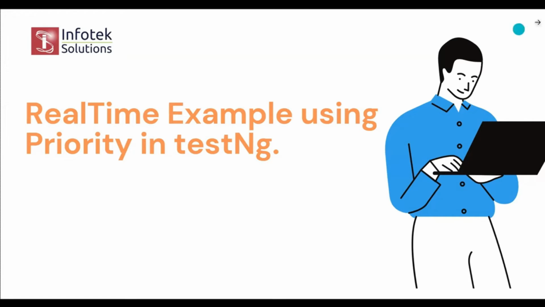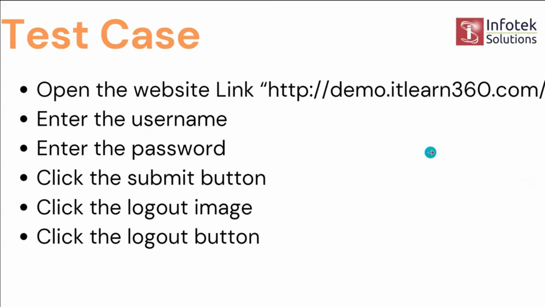Now we'll use these test cases, and it will be a common test case for all the cases. Like in case of priorities and dependencies, I'll be using some common test case. The reason is very simple: at least you'll get an idea that in this case, we use the priority this way, and in the next case, the same concept we are using in a different way. So first we have to open the website link, enter the username, the password, and click the submit button, then click the logout image, and then click the logout button.